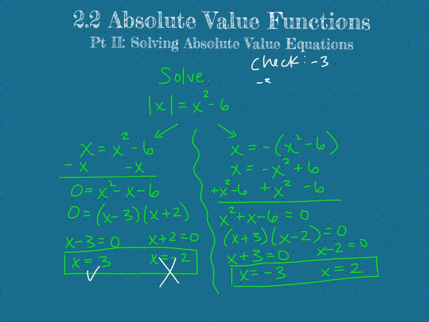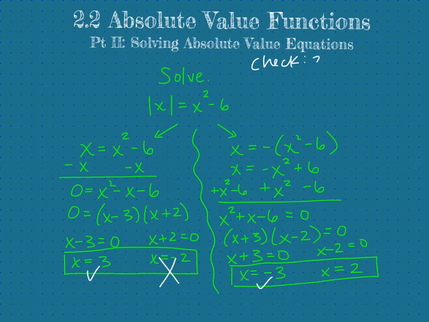When we plug in negative 3 for x into our original equation, we'll see that this one does end up working again. It's the same as plugging in positive 3 actually, because the absolute value here is 3, and we'll also get 9 minus 6, so 3 does equal 3. So negative 3 works. Lastly, let's check 2.